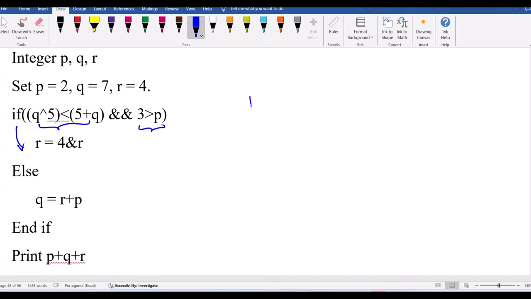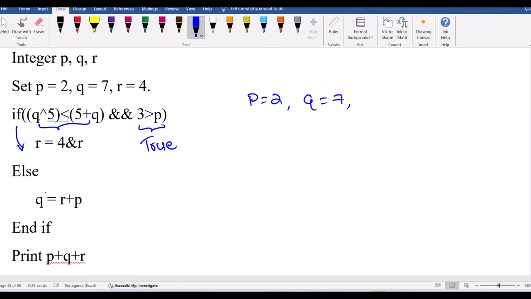I don't check this statement. P is 2, Q is 7, R is 4. I don't want to check this statement. In fact, fine. 3 greater than P: 3 is greater than 2. This is true, this is satisfied. Easy to check.